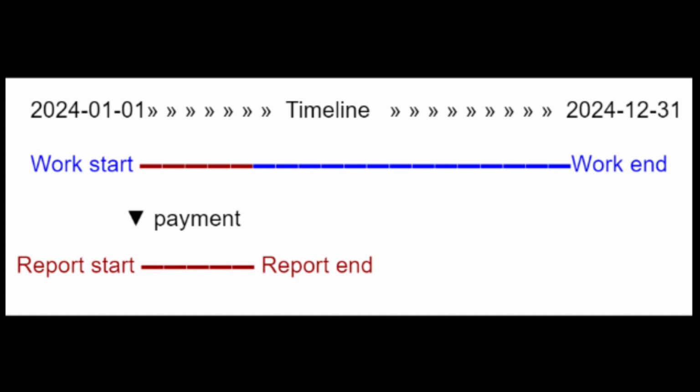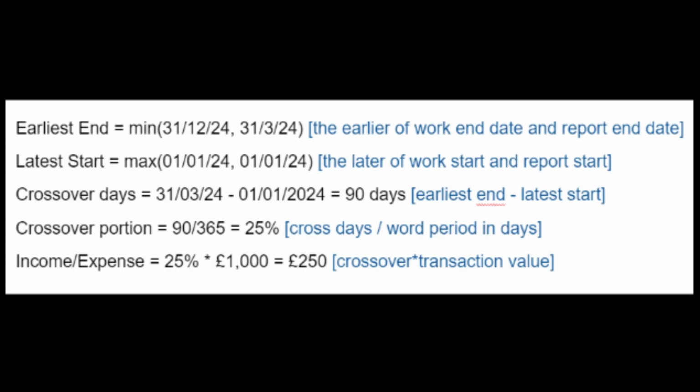The total value of work is £1,000. Therefore the work done in the reporting period is £250. For a customer this is an expense of £250, and for the supplier it is an income of £250. The algorithm that calculates the crossover value is based on minimum and maximum calculations of the work start, work end and report start and report end dates. It calculates the proportion crossing over and multiplies by the value of the transaction.